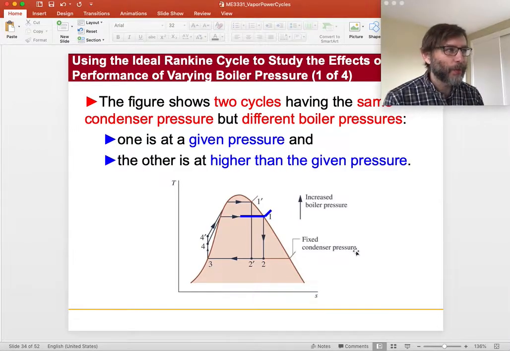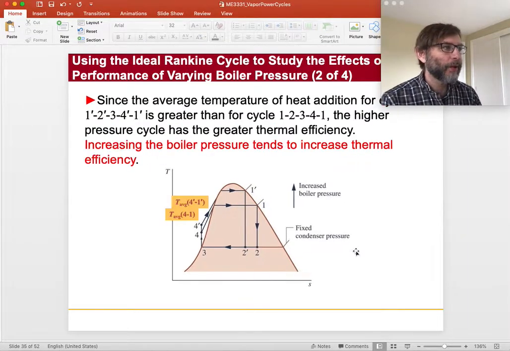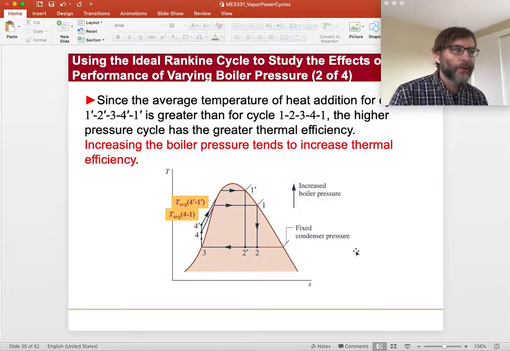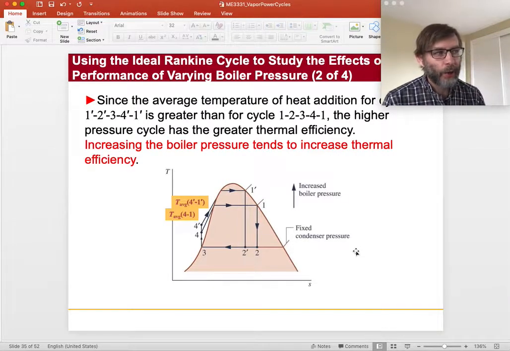If you increase the boiler pressure and keep the condenser pressure fixed, you're also going to have greater area under the curve. Increasing the boiler pressure tends to increase thermal efficiency. Notice that your area gets a little bit shrunken because of the shape of the vapor dome on the TS diagram. You can't go down the straight line that takes you to 2', which is a little bit to the left. Your area is a little bit reduced, but still overall it tends to increase thermal efficiency.